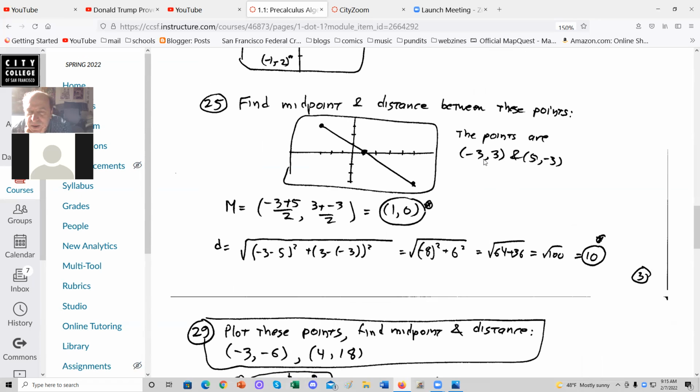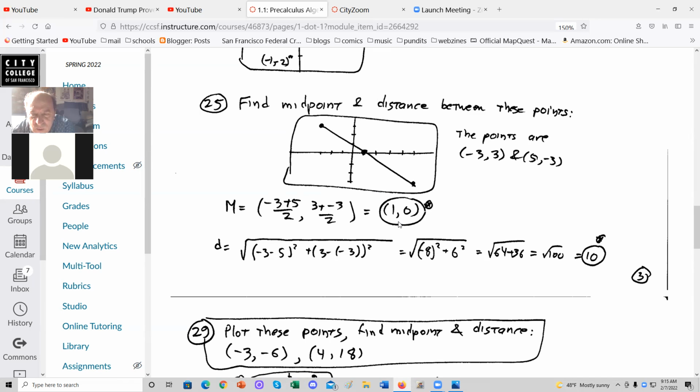Here are 2 points, negative 3 by 3 and 5 by negative 3. What's the midpoint between them and what's the distance between them? To find the midpoint, the x value is the average of negative 3 and 5, negative 3 plus 5 over 2. The y value is the average of 3 and negative 3, 3 plus negative 3 over 2.